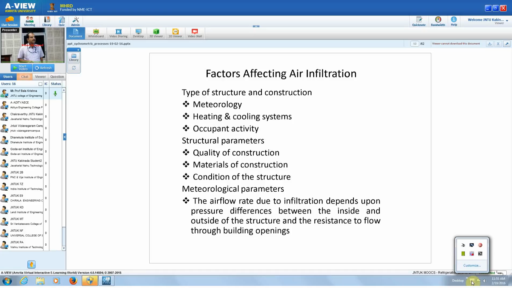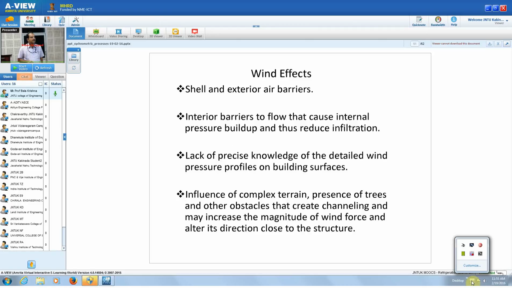Suppose the outside temperature acts through a medium, that is a wall, maybe an iron wall sometimes, or maybe some partition, that is also affected. The material of construction is the same. The condition of the structure also influences. Then the meteorological airflow rate due to infiltration depends upon the pressure difference between the inside and outside of the structure and the resistance to flow through the building openings. These are the factors affecting the infiltration.